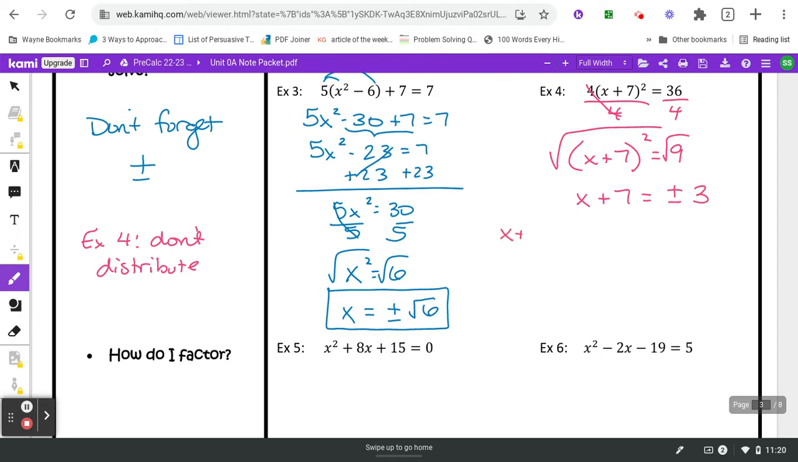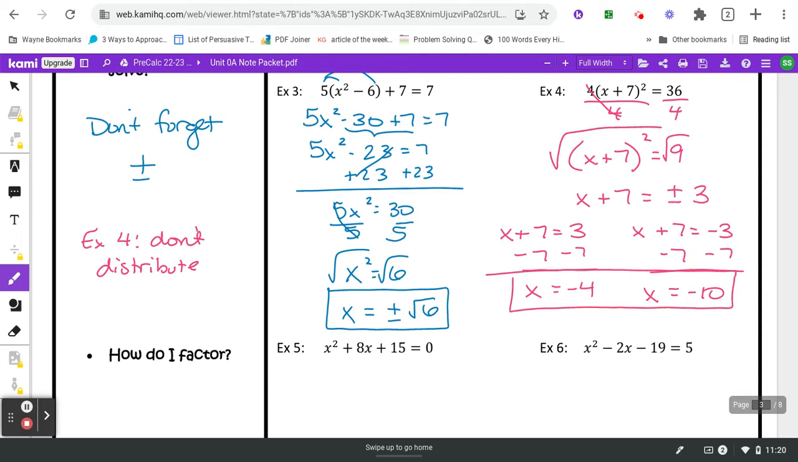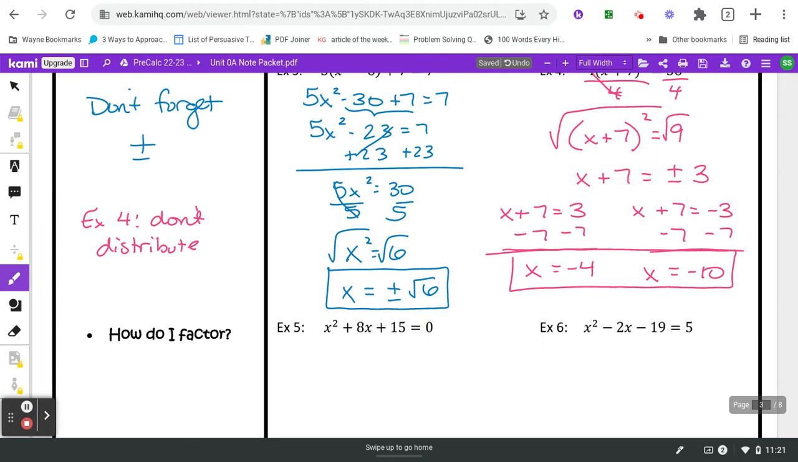So what I like to do is split it up into 2 separate equations, one as a positive and one as a negative. So I've got the positive 3 and a negative 3. And then that helps me solve it a little bit easier. Lots of mistakes happen if you don't split this step up. So I highly recommend splitting that into 2 equations. All right, so that's solving using square roots.